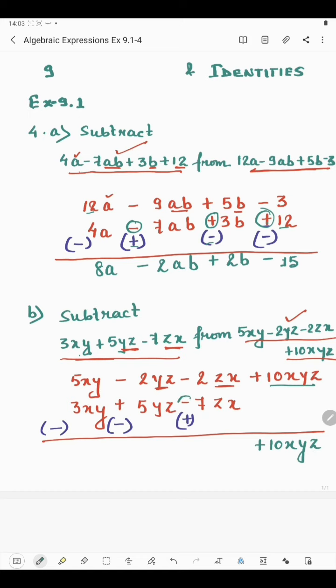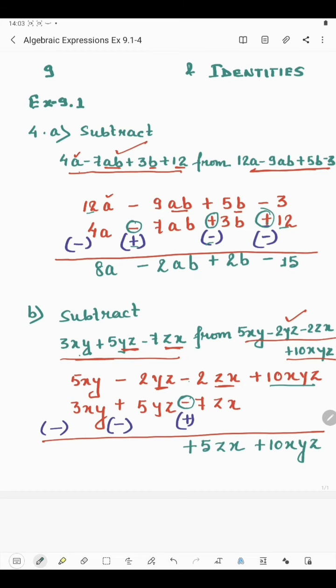Now this sign has been changed into positive, so plus minus minus, so 7 minus 2 is 5, and the variable part will remain the same, which is zx. Now what will be the sign here? Here 7 is greater than 2 and the sign of 7 is positive, so it will be plus 5zx.